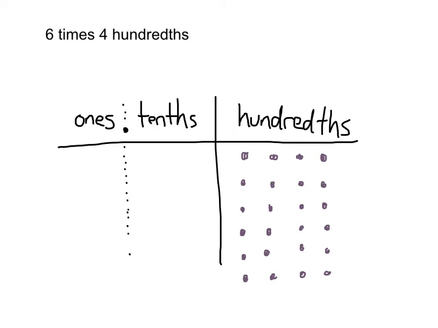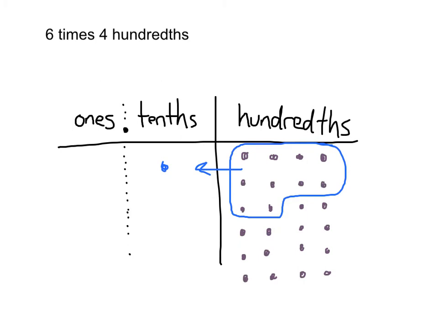We'll be looking forward to doing the standard algorithm so we don't have to draw so many dots. But anyway, if I were to group these, I can't have 24, and that's what 6 times 4 is. I have 6 rows of 4. That's 24 hundredths. I can't have more than 9 in any one place. So if I bundle 10 together, I can shift them to the tenths place. So here is one bundle, and that's 10 hundredths, which becomes a tenth.